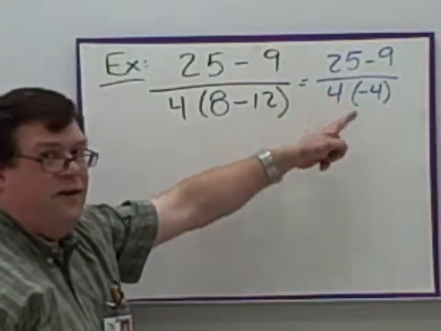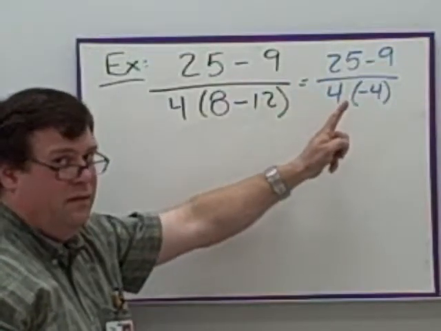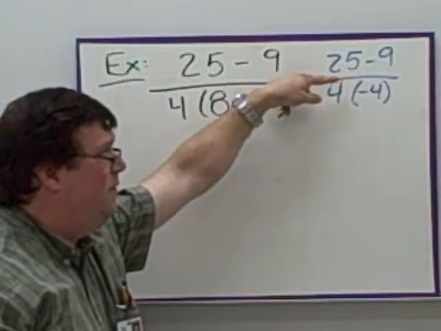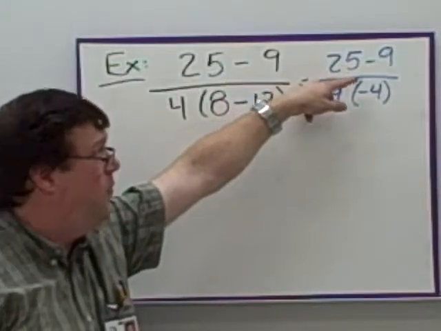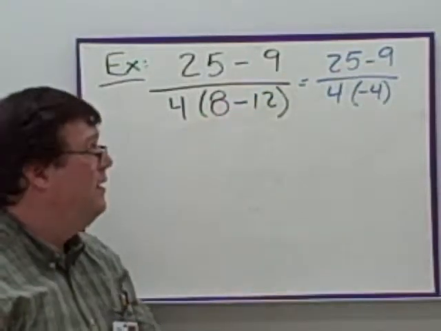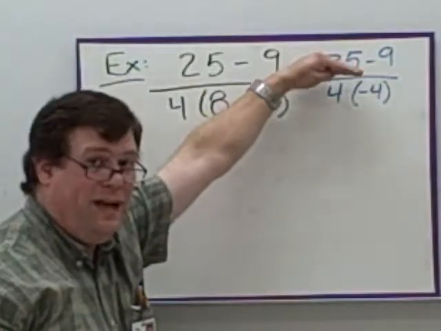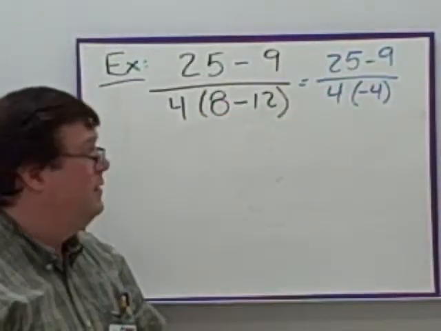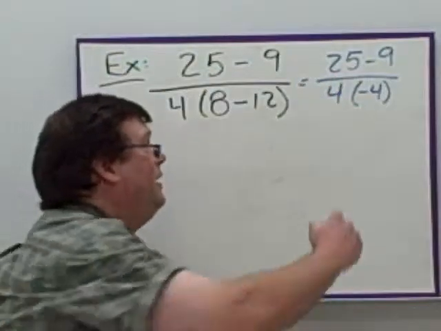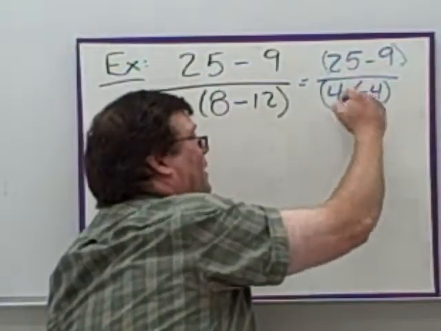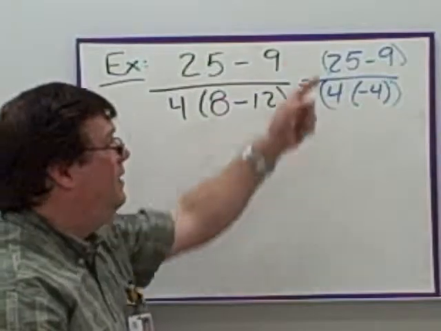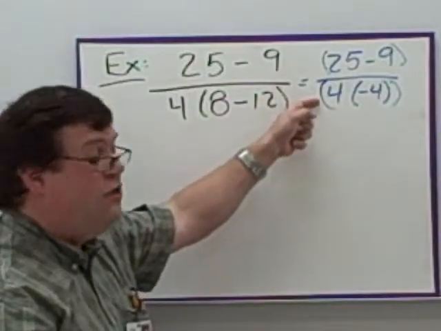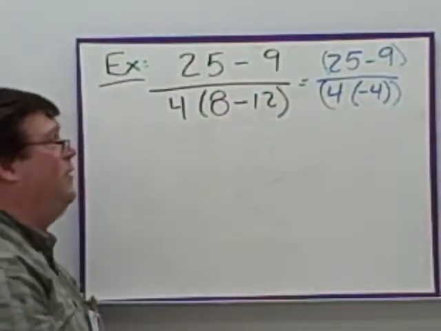I'm not going to start doing any dividing here. Before I do any of this dividing, even though dividing comes before subtraction, I need to simplify the top and simplify the bottom before I do that dividing. So essentially, this and this are grouped. I need to simplify these two before I can do the dividing.